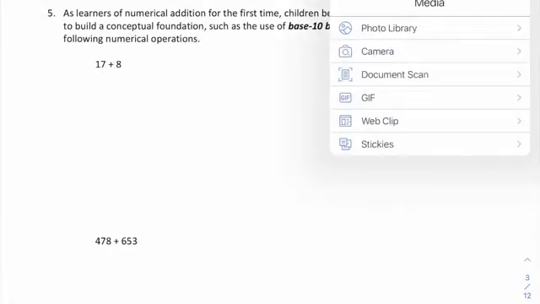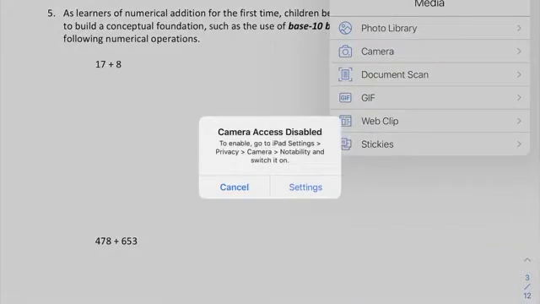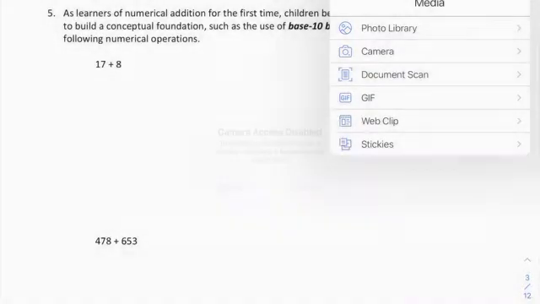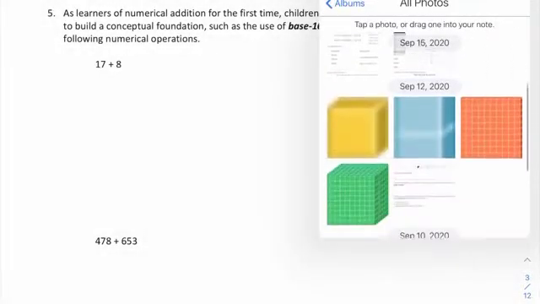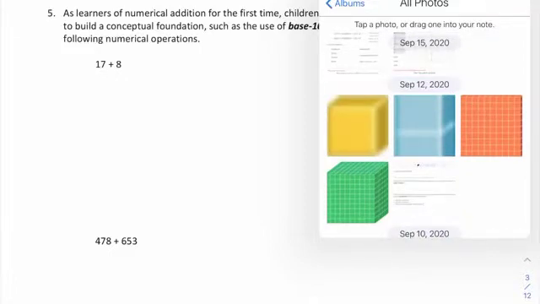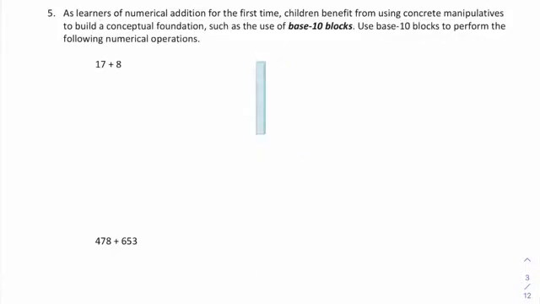As learners of numerical addition for the first time, children benefit from using concrete manipulatives to build a conceptual foundation, such as the use of base 10 blocks. Use base 10 blocks to perform the following numerical operations. Now I'm going to import some base 10 blocks that are relevant. I need to import the 10 one and change its size. So that stands for 10.